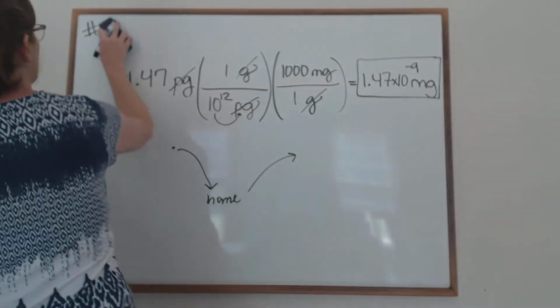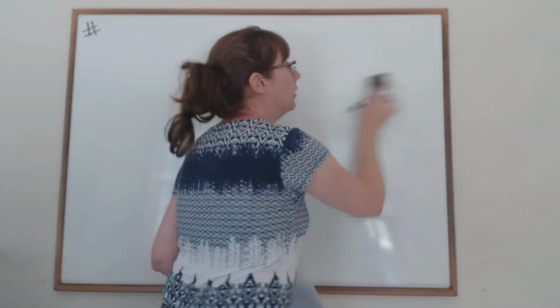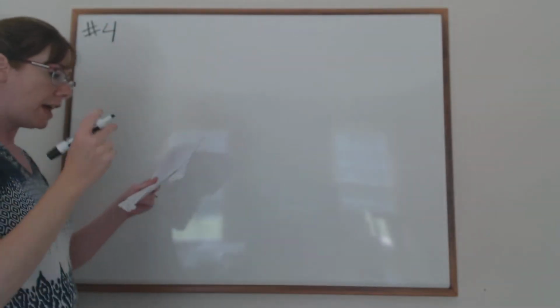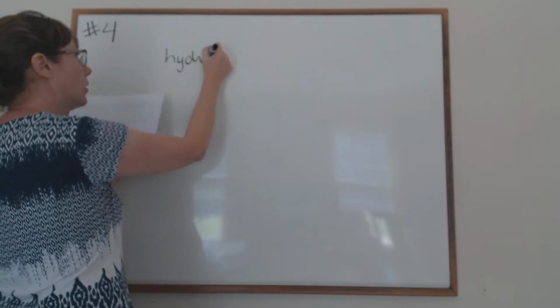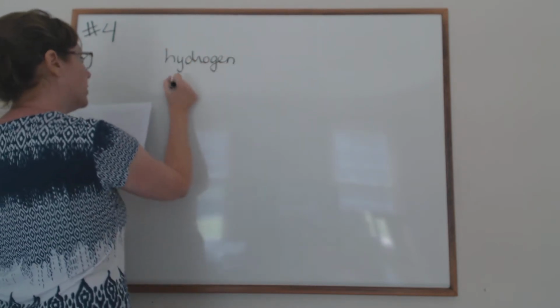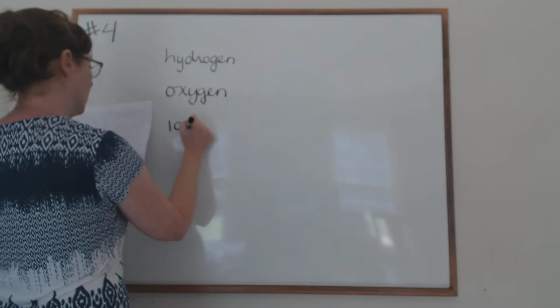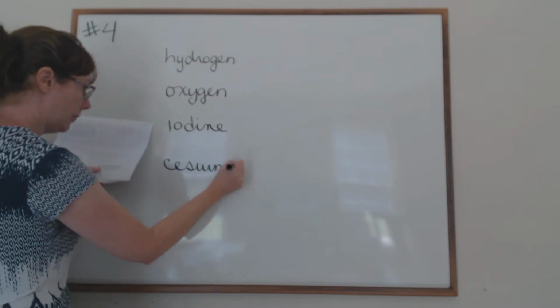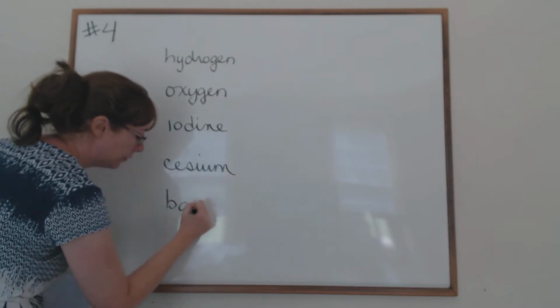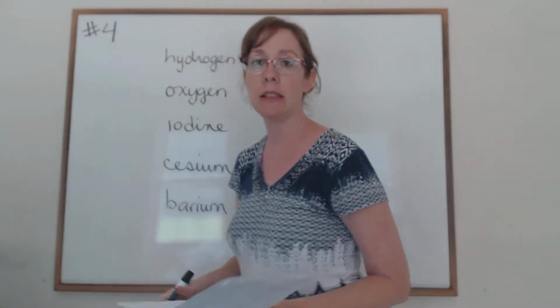Moving on to the next question. Which element has the greatest molar mass? So we have hydrogen, oxygen. Notice I'm giving you the words here. Iodine, cesium, and barium. Okay, so you see the words, which element has the greatest molar mass?